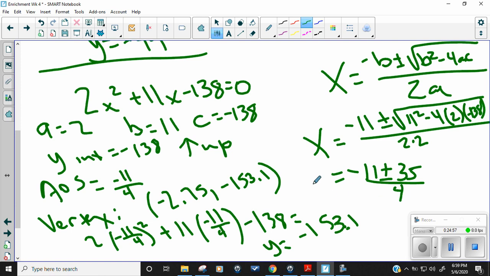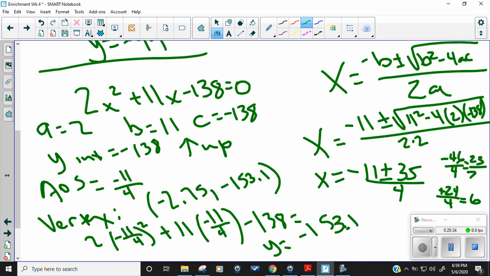Now, usually when it works out to be a decimal, you can leave your answers like this. But if I want to know exactly what it is, if I want to graph it, it's negative 11 minus 35, which is negative 46 divided by 4. And you could reduce that. Or negative 11 plus 35, which is positive 24 divided by 4. This is positive 35. So this is 6. And this reduces to negative 23 halves.